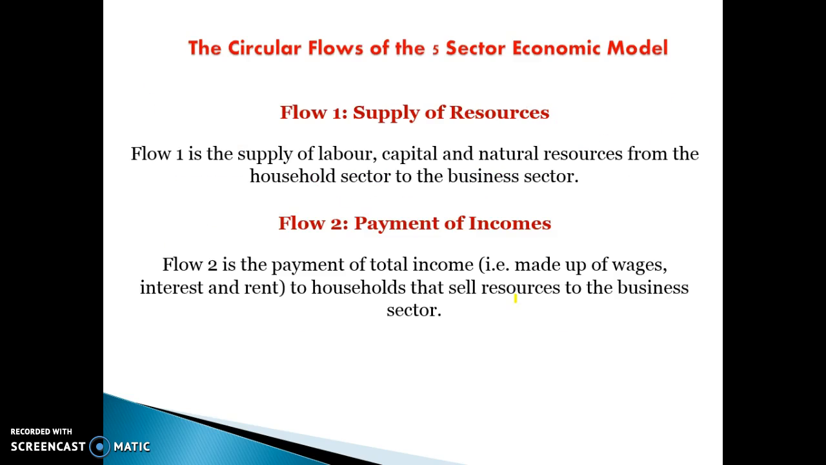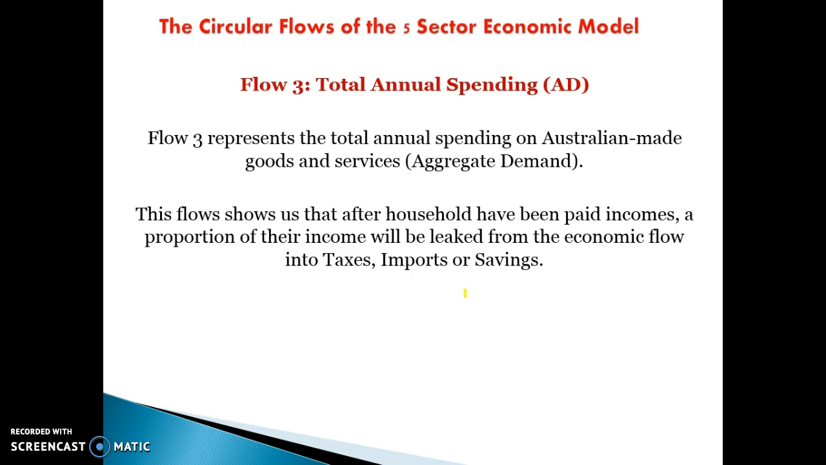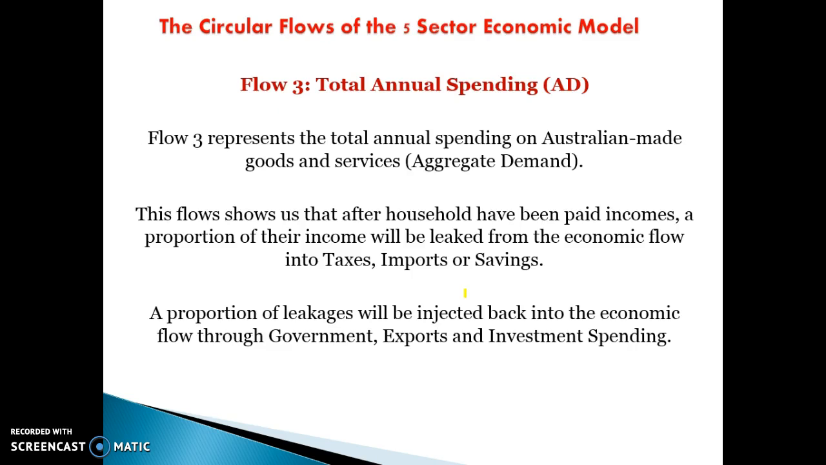Okay, so you've got your four flows, and I'll just go through these relatively quickly. Flow 1, supply of labour, capital and natural resources from the household sector to the business sector. Flow 2, payment of incomes: wages, interest, rents. Anyone that sells their resources generates some income. Flow 3 is annual spending or aggregate demand, total demand on Australian goods and services.